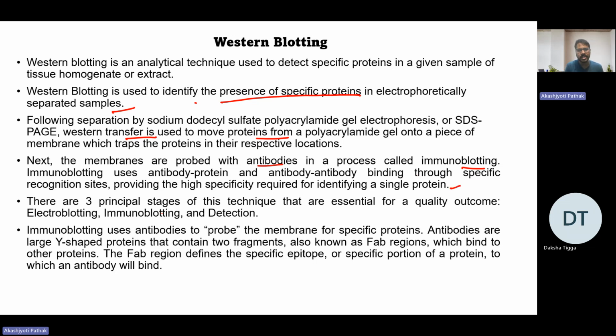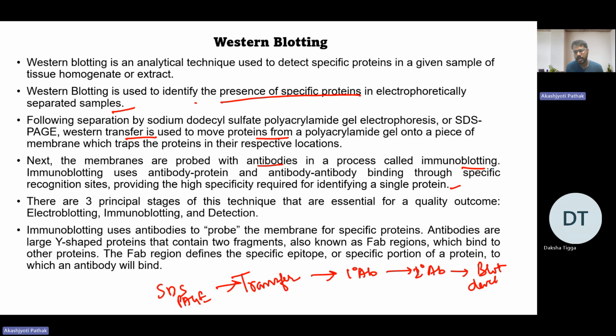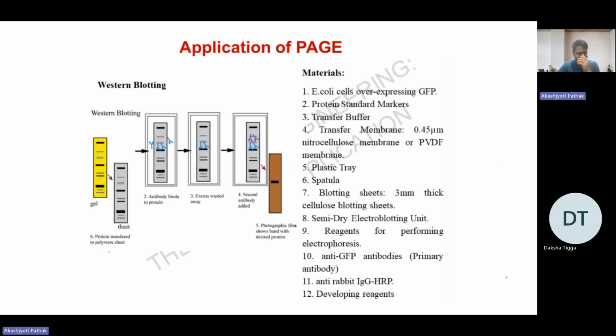So there are three principal stages. Actually, there are four steps. First you run an SDS-PAGE, you have to run it first. Then you transfer it onto the membrane. Then you incubate it with the primary antibody. Then you incubate it with the secondary antibody, and then you do the blot development. Okay, so these are the four steps.